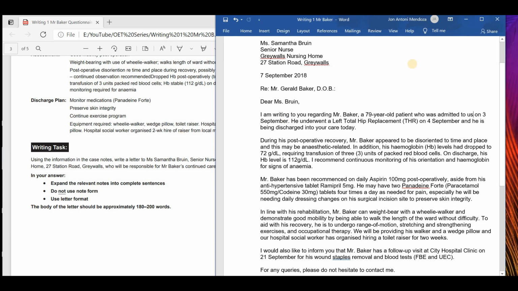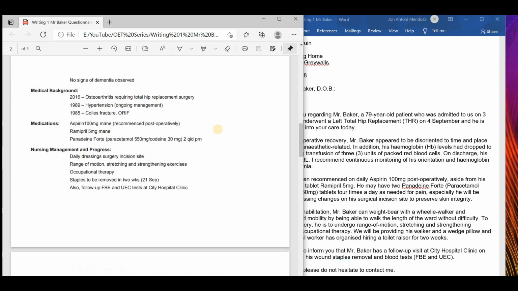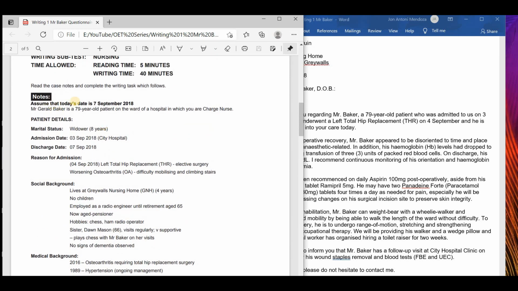We start with the recipient, and that's Miss Samantha Bruin from our writing task, and she's a senior nurse, followed by the address of the nursing home. And then we have the date today. According to our test booklet, assume that today's date is 7th of September 2018. Okay, so let's highlight this one.